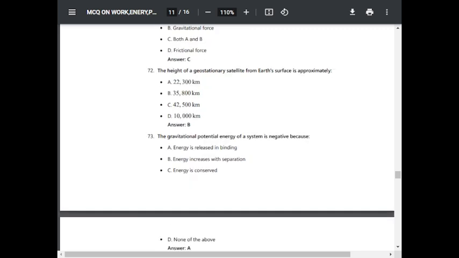Question number 73. The gravitational potential energy of a system is negative because option A, energy is released in binding, option B, energy increases with separation, option C, energy is conserved, option D, none of the above. The correct answer is A, energy is released in binding. The gravitational potential energy of a system is negative because energy is released in binding.